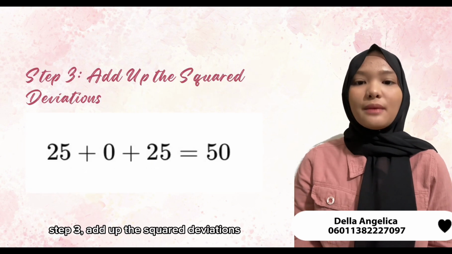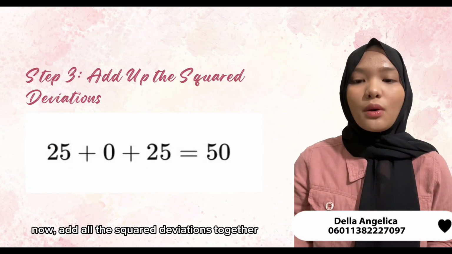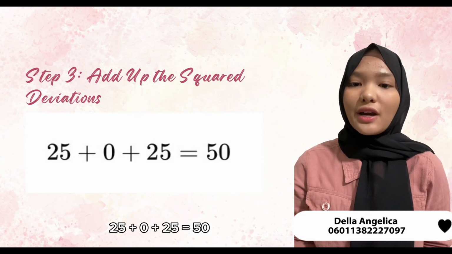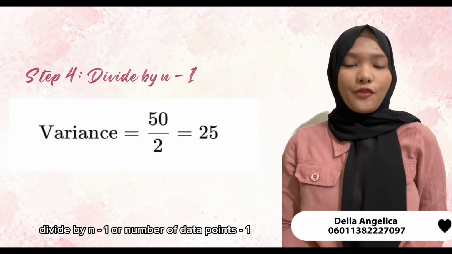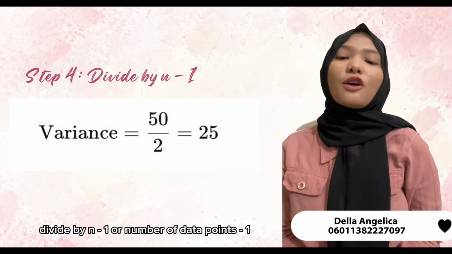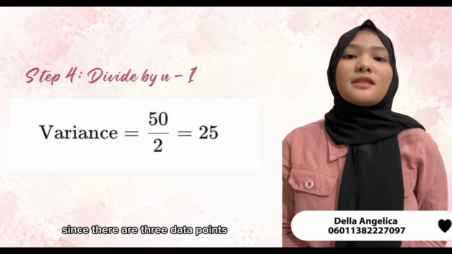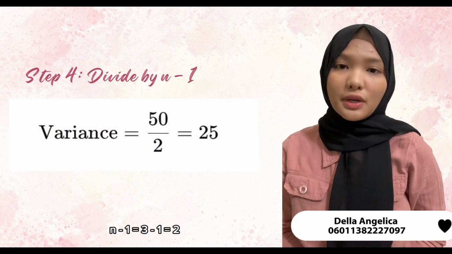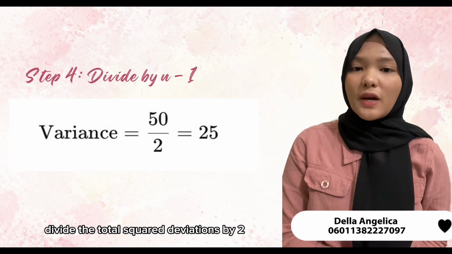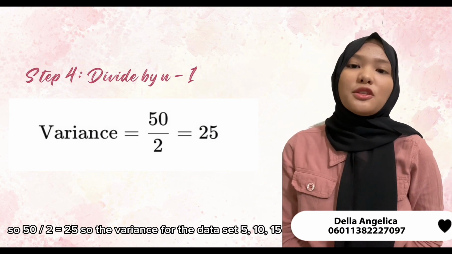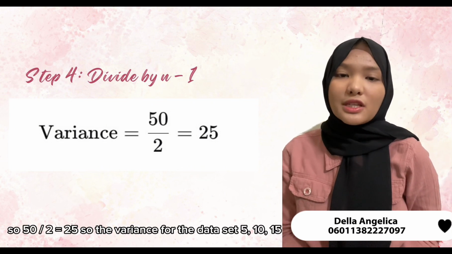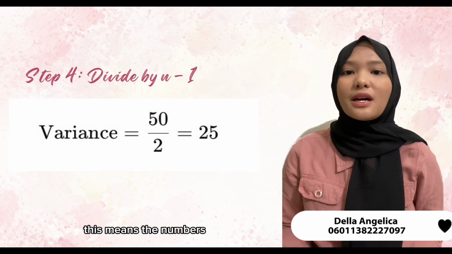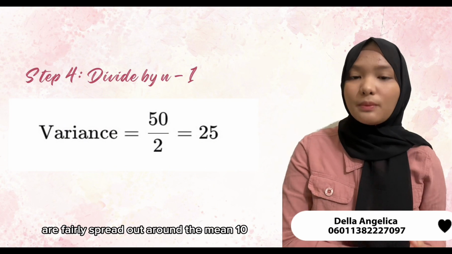Step 3. Add up the squared deviations. Now add all the squared deviations together. 25 plus 0 plus 25 equals 50. Step 4. Divide by n minus 1, or number of data points minus 1. Since there are 3 data points, and 3 minus 1 equals 2, divide the total squared deviations by 2. So 50 divided by 2 equals 25. So the variance for the dataset 5, 10, 15 is 25. This means the numbers are fairly spread out around the mean 10.